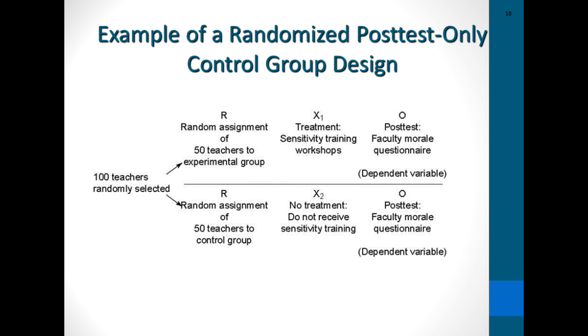This would be an example of a randomized post-test only control group design. You see here that you've got 100 teachers randomly selected. You put 50 teachers in each group randomly, right? Here you're randomly selected, but then here is your randomization, which is a little bit different, your random assignment. So they're randomly put into these two groups. In this case, your group gets the sensitivity training. In this case, they don't get the sensitivity training. And then you do a post-test on both groups, right?